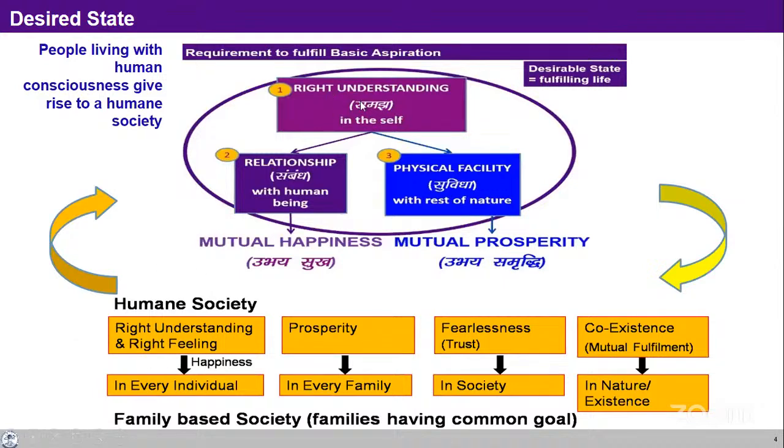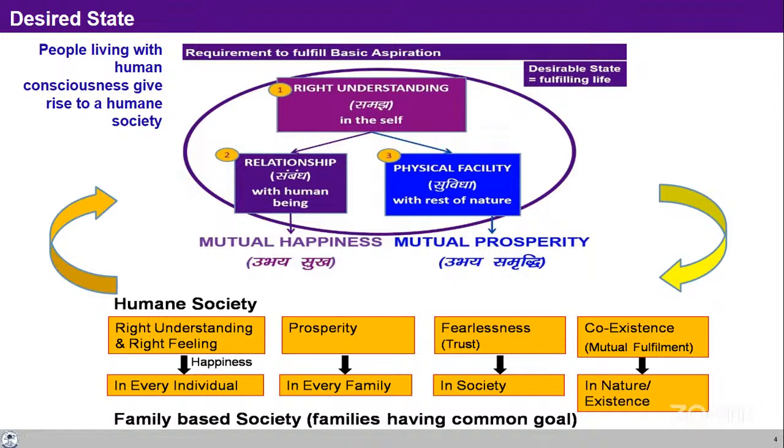Right understanding as the first priority. Right understanding in the self as the first priority. Relationship with human beings as the second priority. Physical facility as the third priority. This is the requirement for fulfilling the basic aspiration.